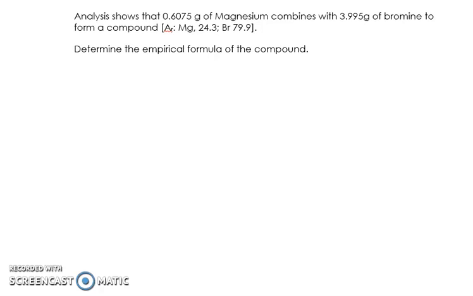So here's an example for us. Analysis shows that 0.6075 grams of magnesium combines with 3.995 grams of bromine to form a compound, and now it's given us some atomic masses that we can work with. And it's asked us to determine the empirical formula of this compound. Firstly, let's pick out any pertinent information. So we've got here the mass of magnesium as well as the mass of bromine, and as the question's given us some relative atomic masses, those are the ones that we'll use in this question.